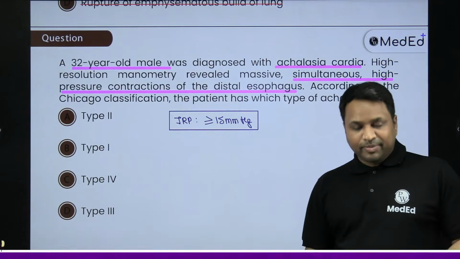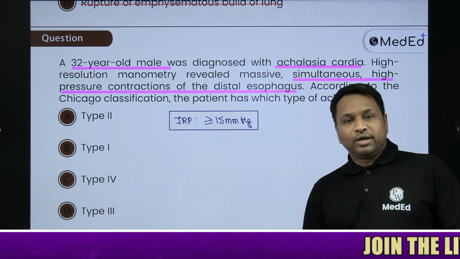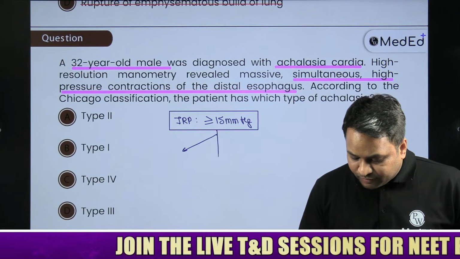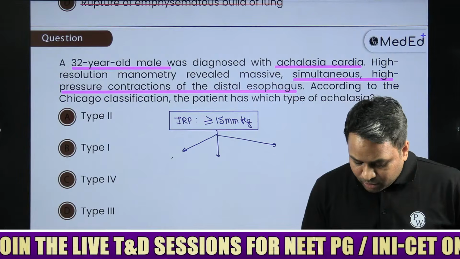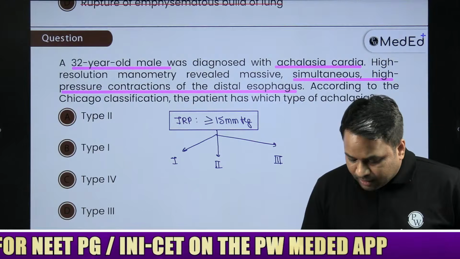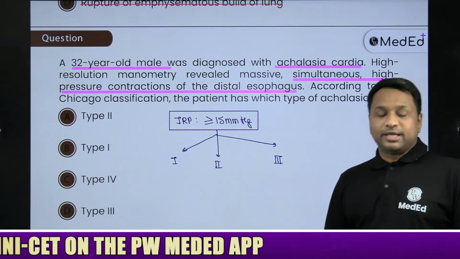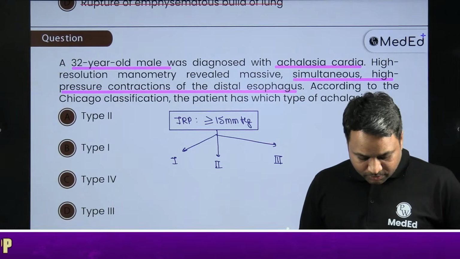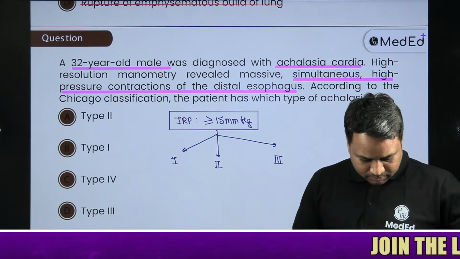But this is not enough, because based upon the components, you have three different types of achalasia cardia. IRP should be more than 15, but apart from that, how do you differentiate type 1 versus type 2 versus type 3? Now, in type 1, we use a word which is called pan-esophageal pressurization. We use a word, one second guys.